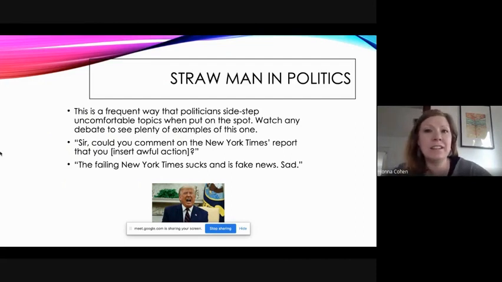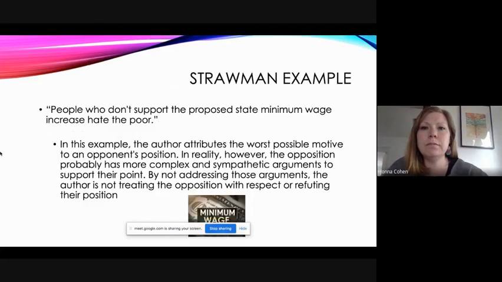Sad. So we see here, this could also be ad hominem, right? They're using insults instead of addressing the real argument, but that could also be a straw man fallacy. So instead of addressing the real issue, they're putting a weaker, more distorted version of the argument in front of the real argument, that straw man, and knocking that down instead. Let's look at some more examples.